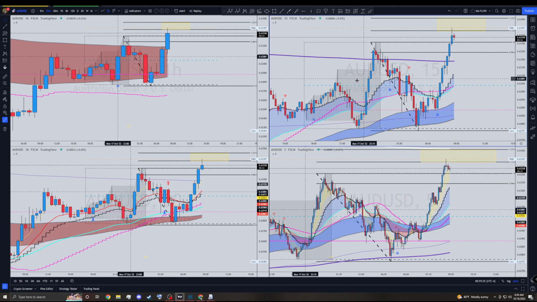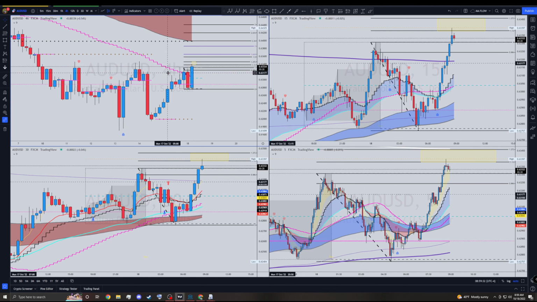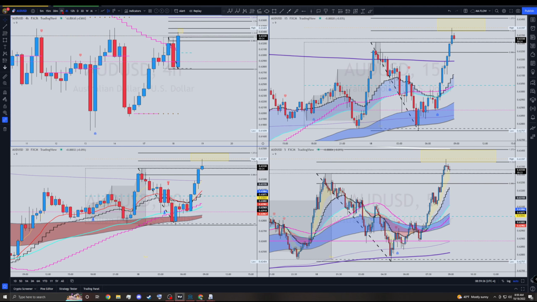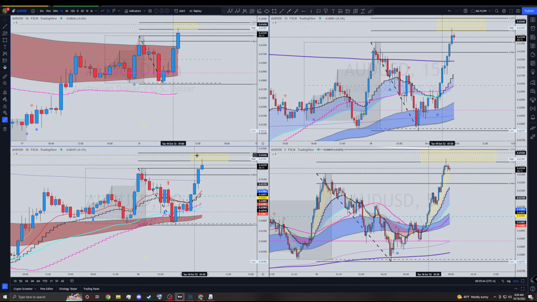Definitely trying to sell this at the open of the 4 a.m. Yeah, we just gotta wait for the window. This is the range. To be frank, this is actually the range here.